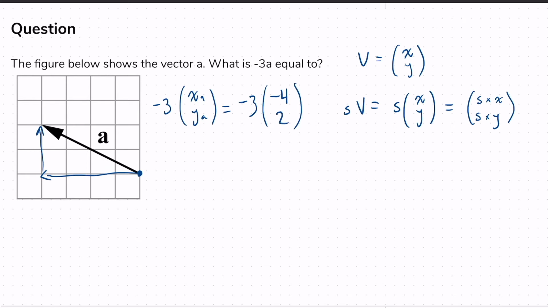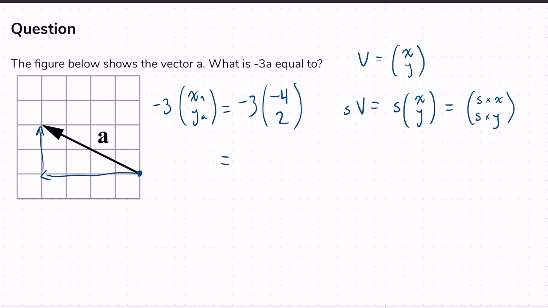Negative 3, well, that tells me that I'm actually going to flip the vector. I'm going to change the direction 180 degrees. So I already know it's going to be heading in this direction here. And I'm also going to increase the size of it. How many times? 3 times.